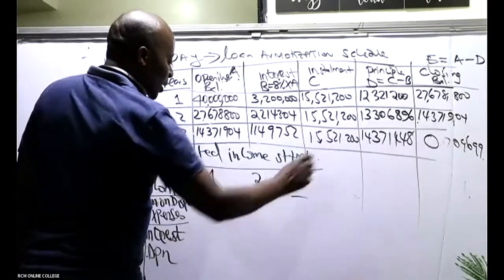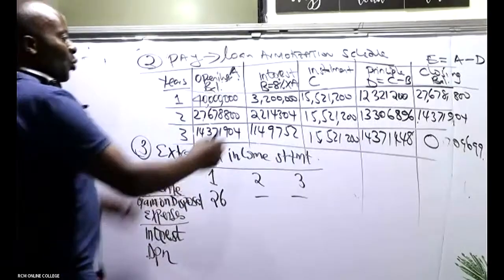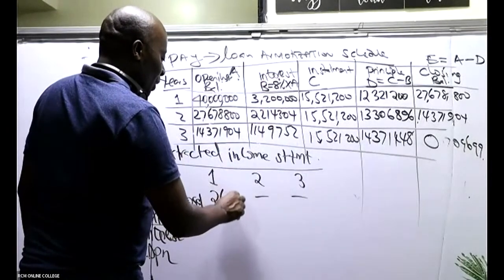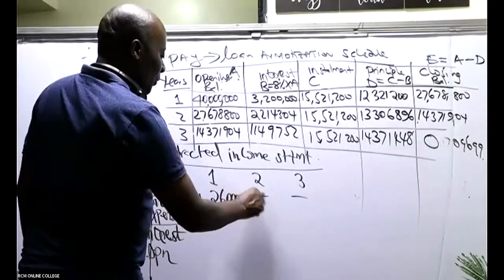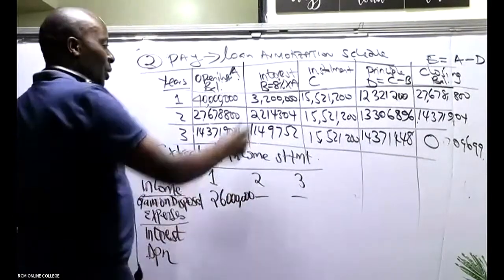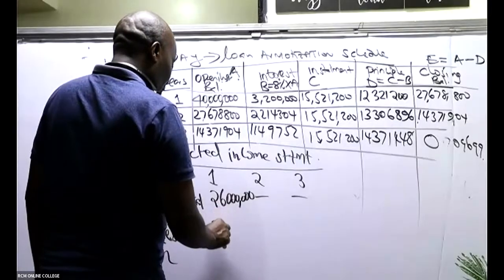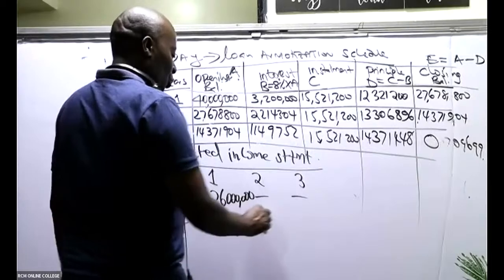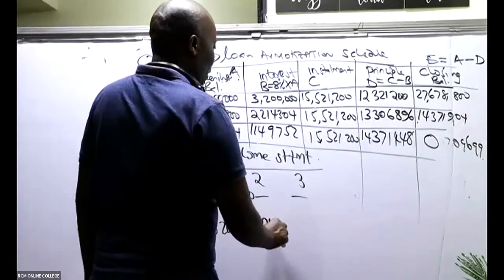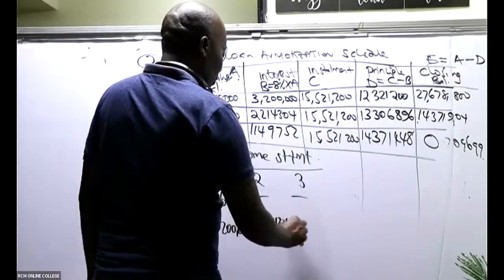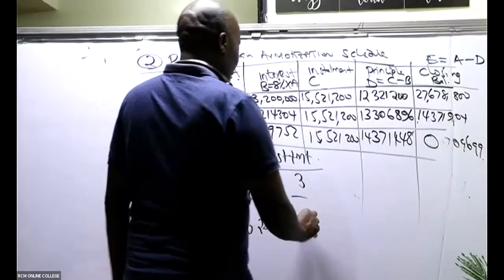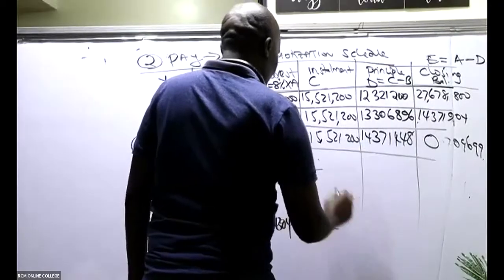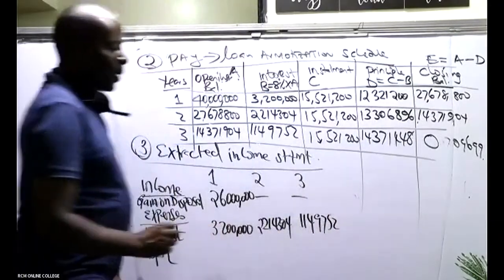Interest, we have our interest here. The first year, so this then has to be 26 million, just to be consistent. Then interest is what we have here. So this is 3,200. Year number 2, we have 221,4304. Then we have 114, 97, 52, 97, 52, 97, 52.